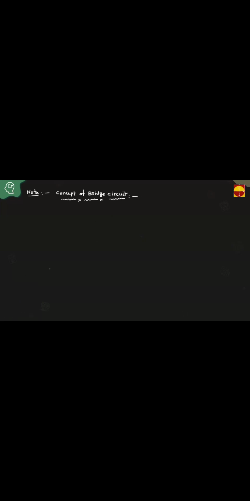So for example, if any bridge circuit is given like this, let's concentrate. This is one bridge circuit. This is R1 and this is R2, this is R3, and this is R4. There is one resistance R5. If the resistances or impedances are given, this concept is applicable. Let the source be connected here.